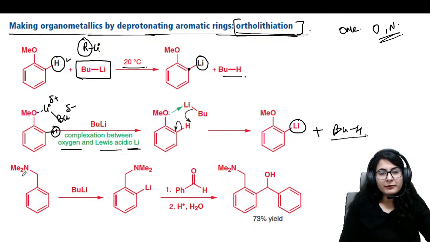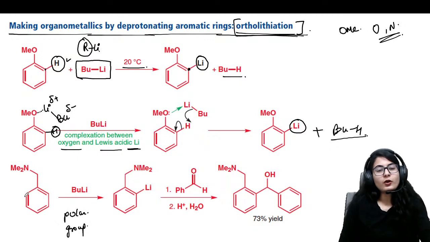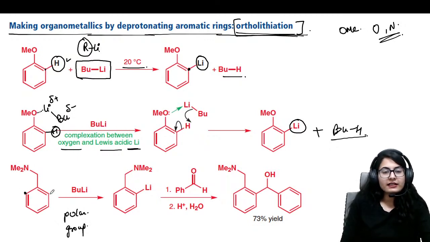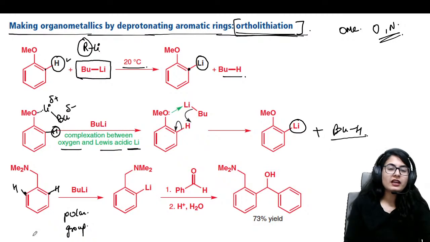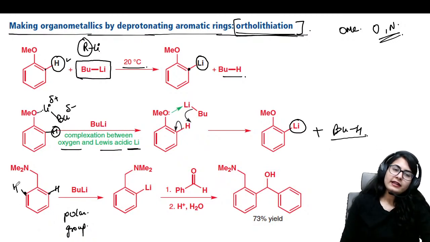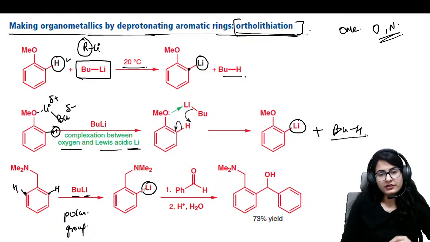So what will we do? See, what do we have here? There is no oxygen, it's a nitrogen. That's still a polar group. So on any of these positions, see, these two positions are equivalent as of now, because until a substituent comes that makes them different, they are still the same. Okay. So at any of these positions, either this hydrogen or this hydrogen, they will be removed by the butyl group to give you ortholithiation.